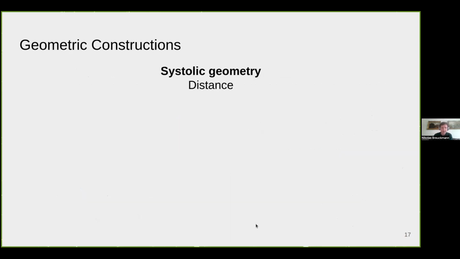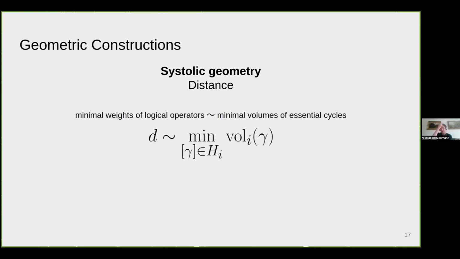Okay, the last parameter is the distance. So again, how well our encoded information is protected. And this has to do with a field called systolic geometry. The idea is that we look at these logical operators, and the distance is just given by the minimum weight of logical operators. But this is the same thing as asking for the minimum volume of an essential cycle. So the distance is related to these minimum volumes of essential cycles.